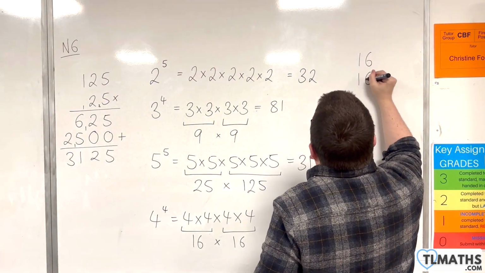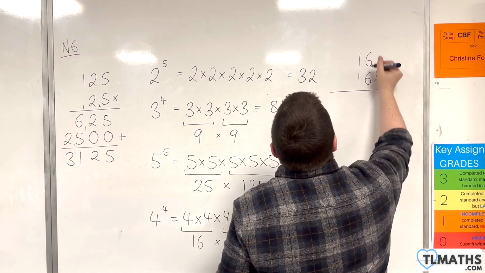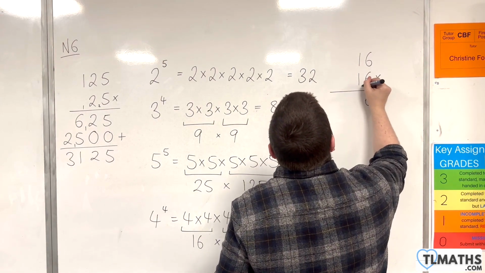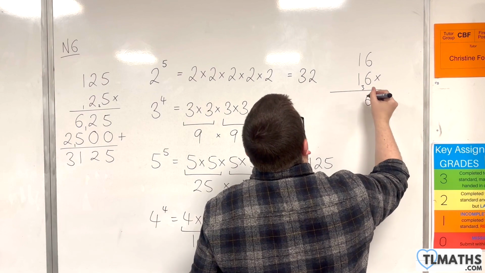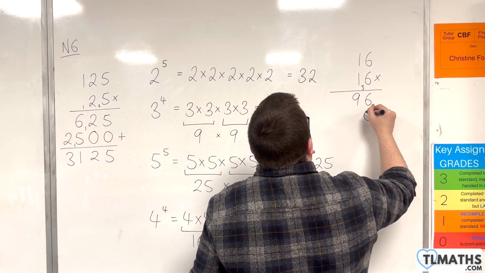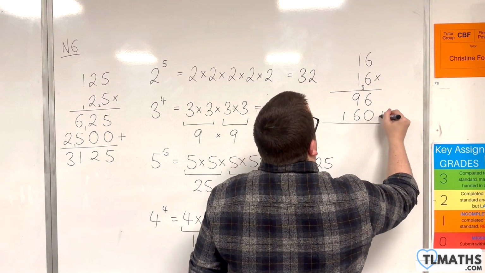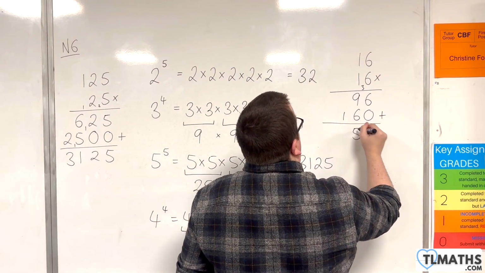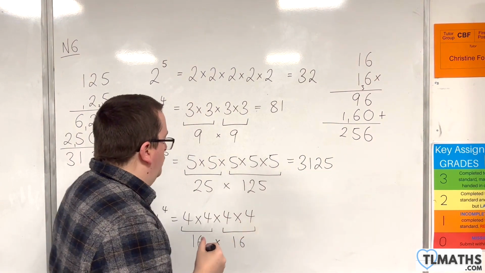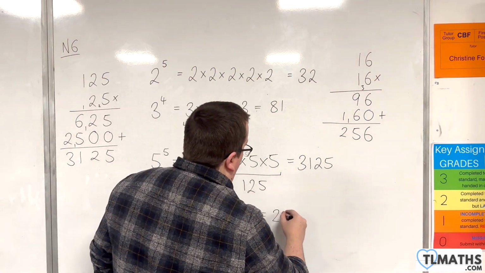I would do that by long multiplication. 6 6s are 36. 1 times 6 plus the 3 is 9. Bring the 0 for the next line. 1 times 6, 1 times 1. And add the two results together. So we get 256.